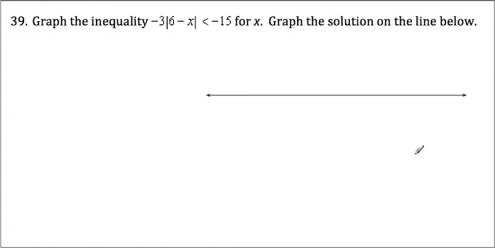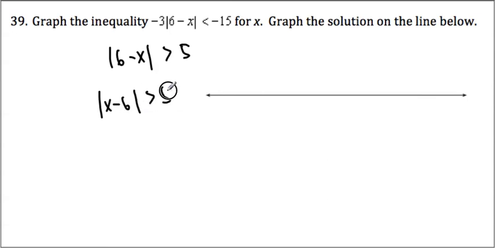Alright, let's look at number 39. So how are we going to do this one? Here, if I divide by negative 3, then we get the absolute value of 6 minus x is greater than 5. But within the absolute value, I can write it as 6 minus x or x minus 6 has to be greater than 5.